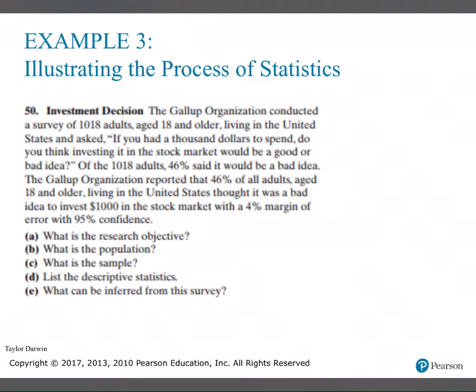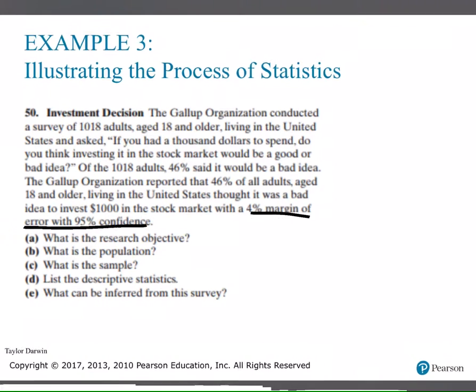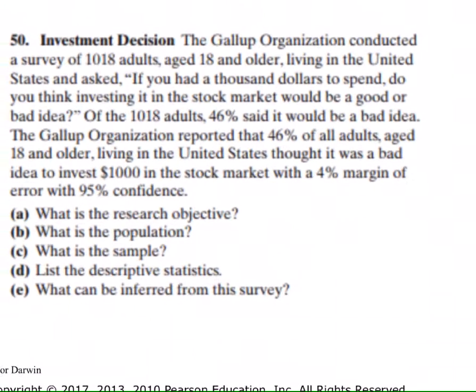The Gallup organization reported that 46% of all adults aged 18 and older living in the United States thought it would be a bad idea to invest $1,000 in the stock market, with a 4% margin of error with 95% confidence. So first off, that's a lot of information, and it wants us to answer 5 parts. But I'm just going to tell you this 4% margin of error with 95% confidence, you really don't need to know that. That's later on stuff, so we're not going to focus too much on that. I'm going to zoom in, though, so hopefully I can fit all this information on there.